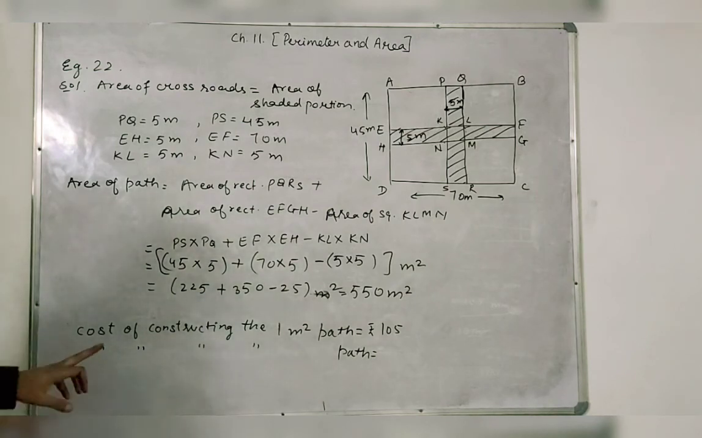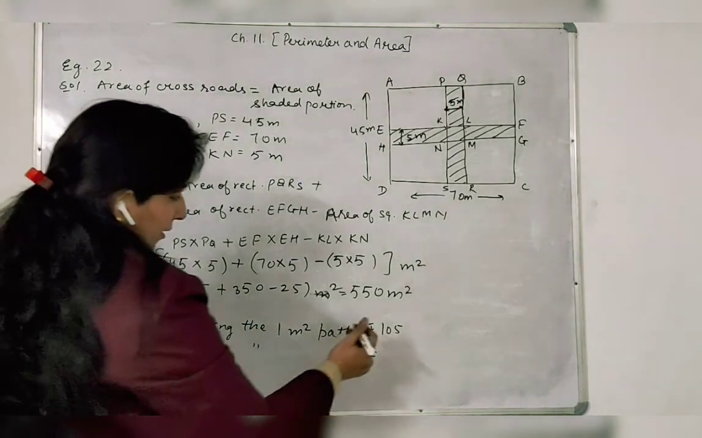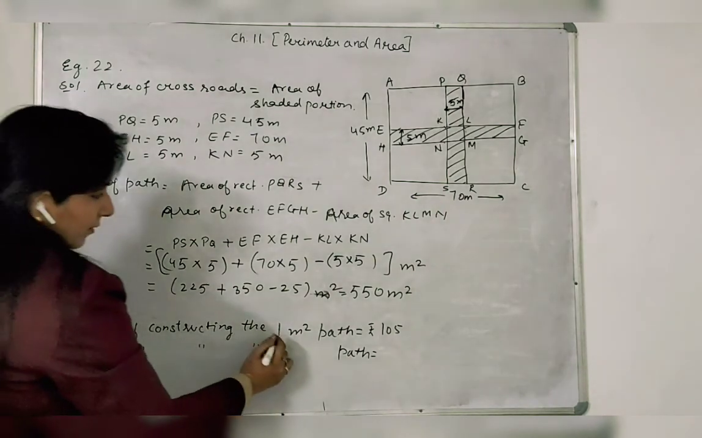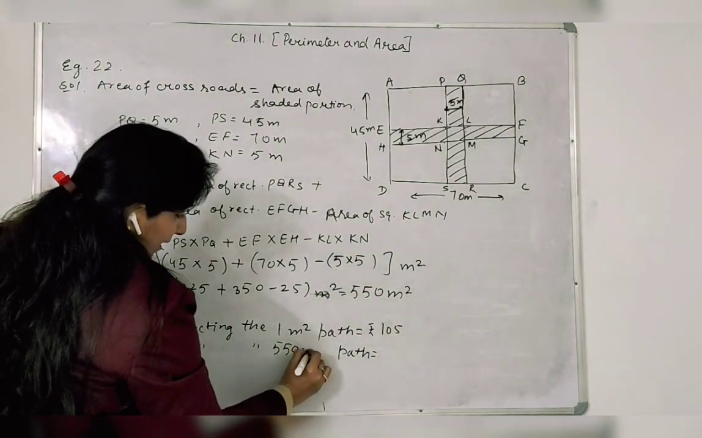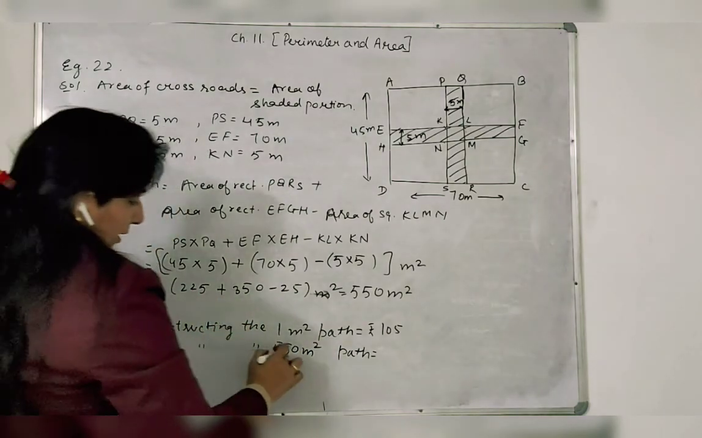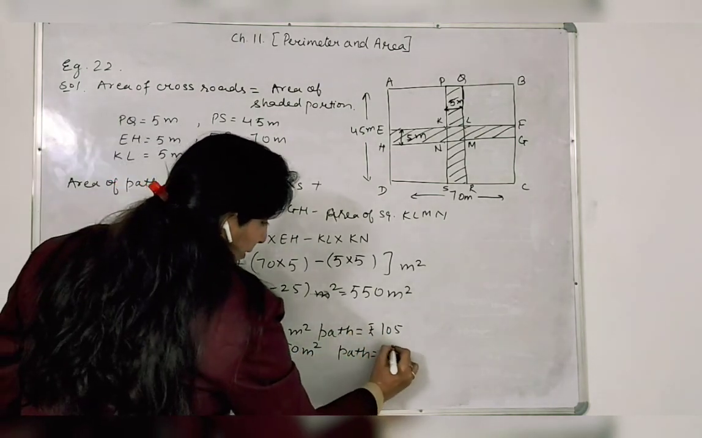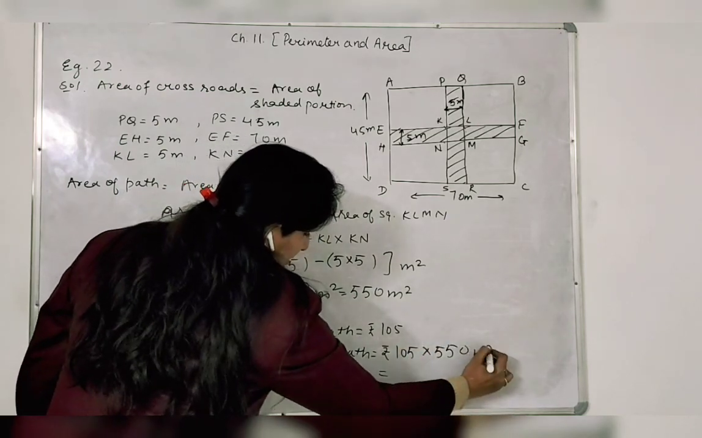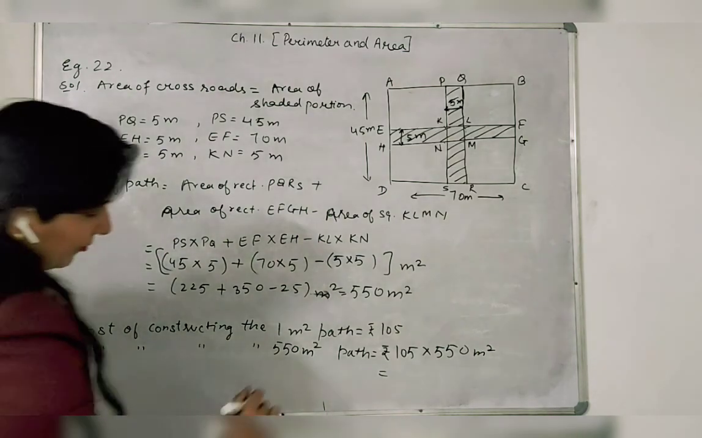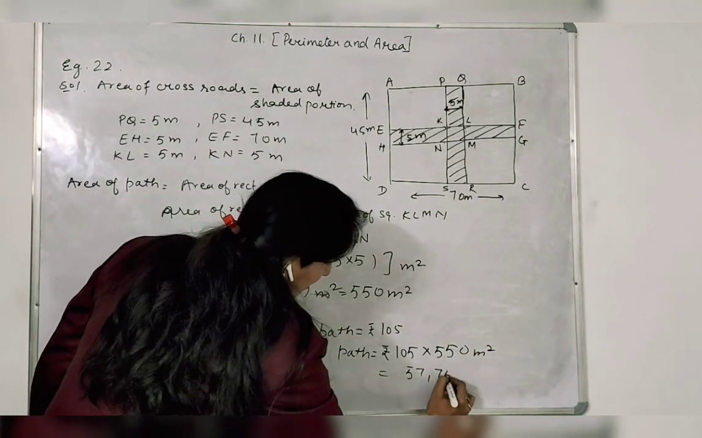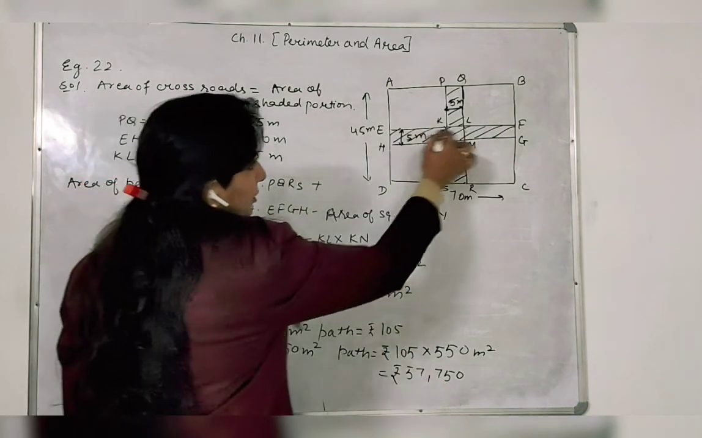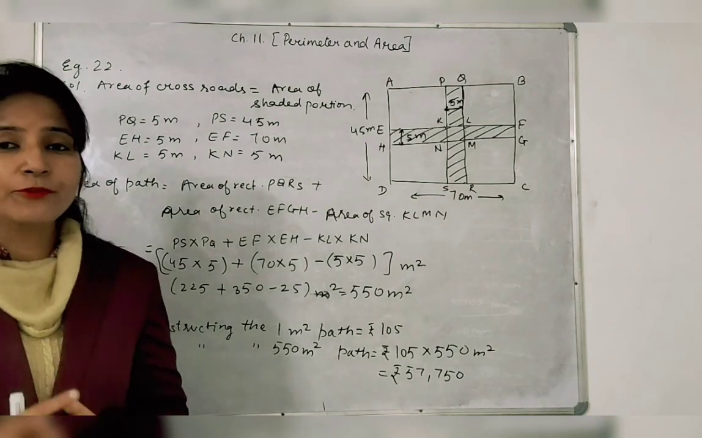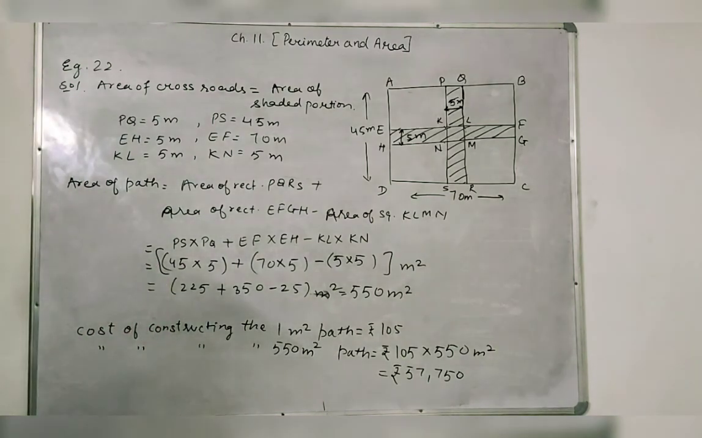Now the cost of constructing the path, 1 meter square. The price is given as rupees 105. Now the cost of constructing the 550, because the complete path area is 550 meters square. So to construct that, how much cost should we pay? So 105 multiplied by 550 meters square. So we need to pay 57,750 rupees to construct these crossroads. I hope you understood this example, and you have to do the questions related to these examples.